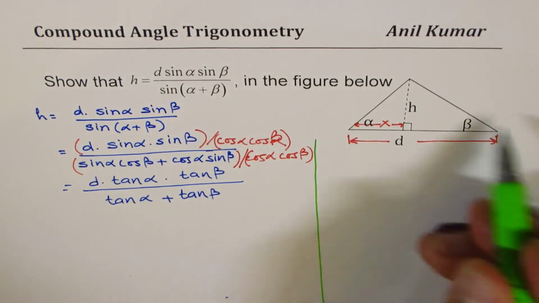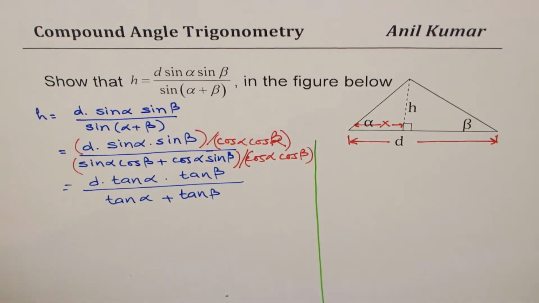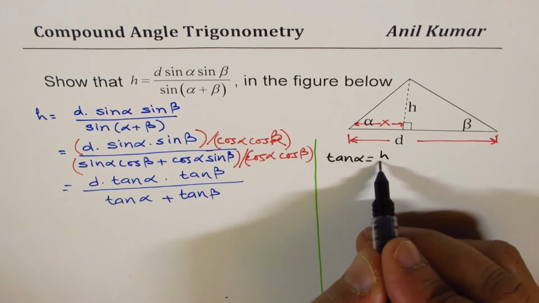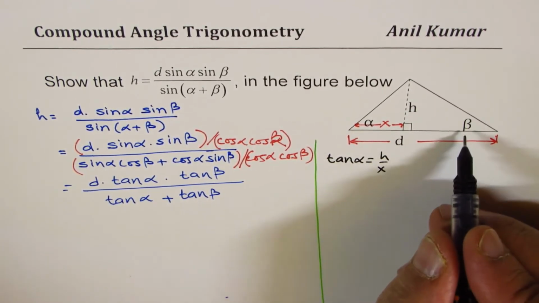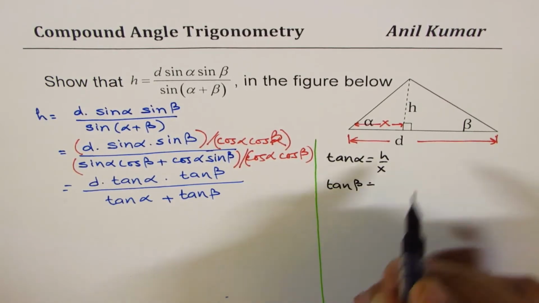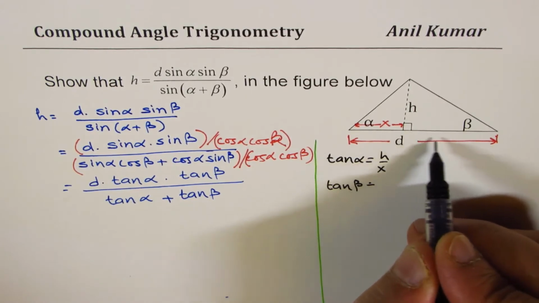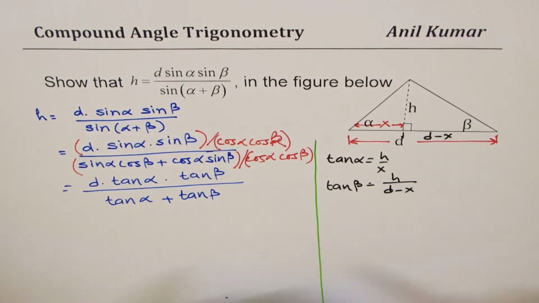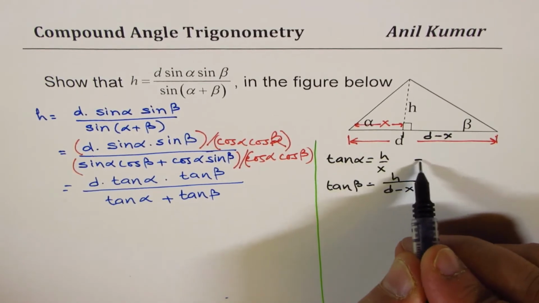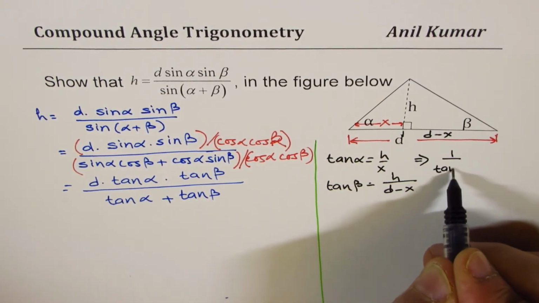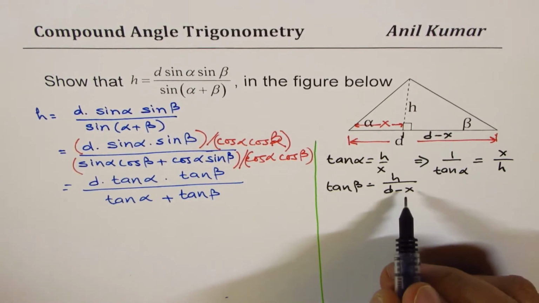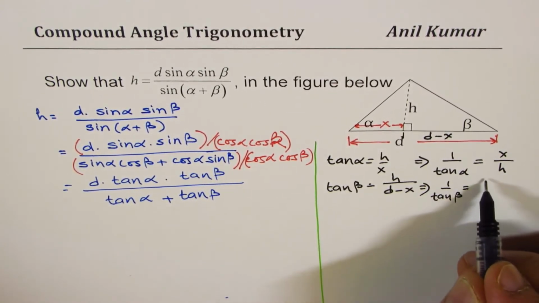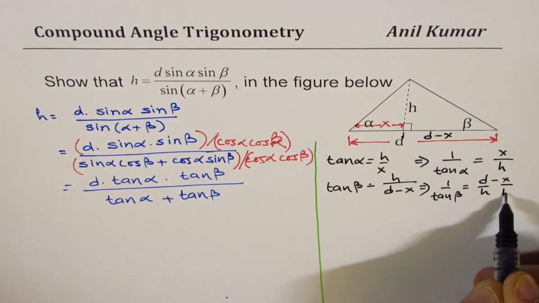Is it okay? Now let's work on this. Here we can write what tan alpha is. Tan alpha is h over x. And what is tan beta? Tan beta is h over, this side will be d minus x, correct? So it is h over d minus x. Now from here we could write 1 over tan alpha equals x over h. Similarly on this side we can write 1 over tan beta equals d minus x over h. I'm just writing it separately.